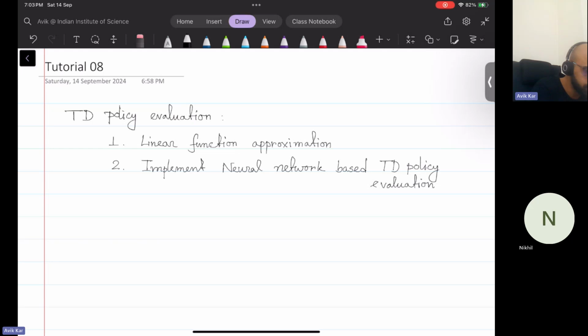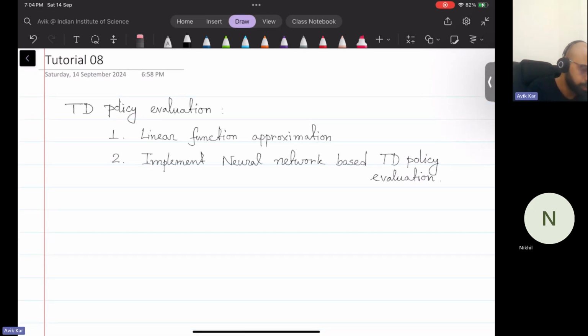Neural network is one of the most popularly used function approximation tools, which is non-linear. But the theory we'll discuss in light of linear function approximation.